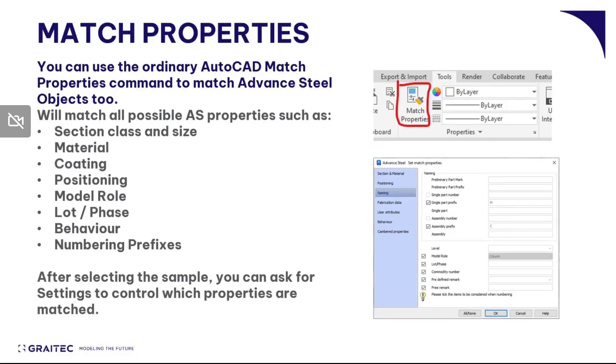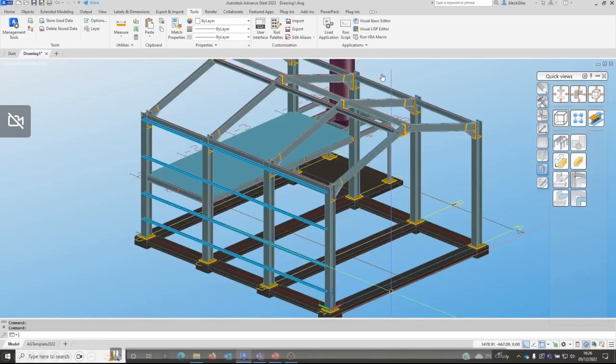So after you select your example, you can go to settings and you can choose which ones of those properties you're going to match. You see there you got a picture of the dialog box, the typical beam properties, and you can set which of those properties you want to match with those tick boxes. So I didn't want to match lot and phase, but everything else about this beam was the same. I could untick lot and phase, and then it would copy all the rest of the properties without copying lot and phase. So again, let's see that in action.